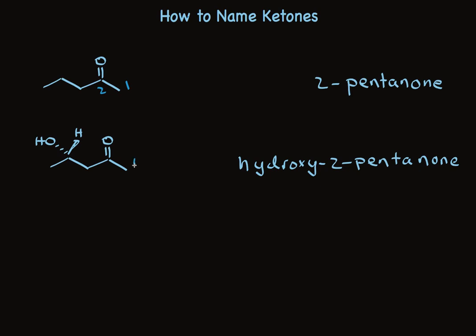And when we number the chain, we'll number from the end that's closest to the functional group that's highest priority. And that puts this hydroxy group on the 4th carbon. Now we're almost done, but we have a stereochemical designator to put in there, either R or S.